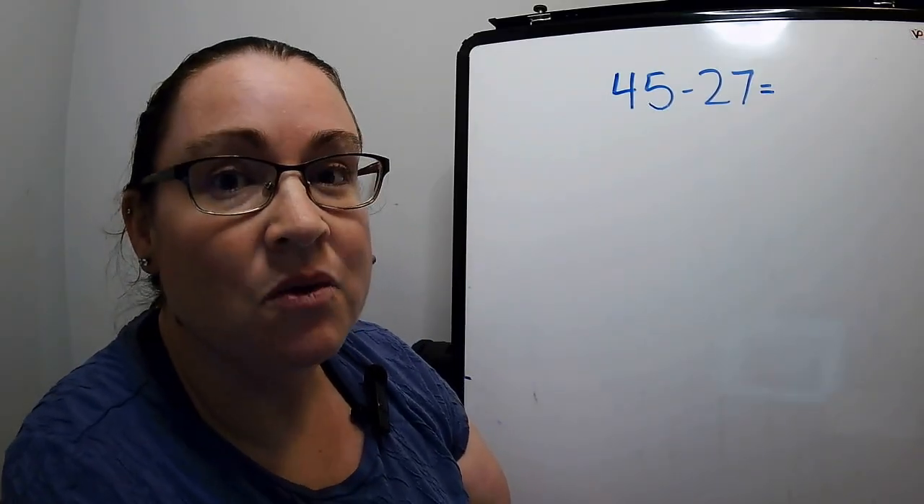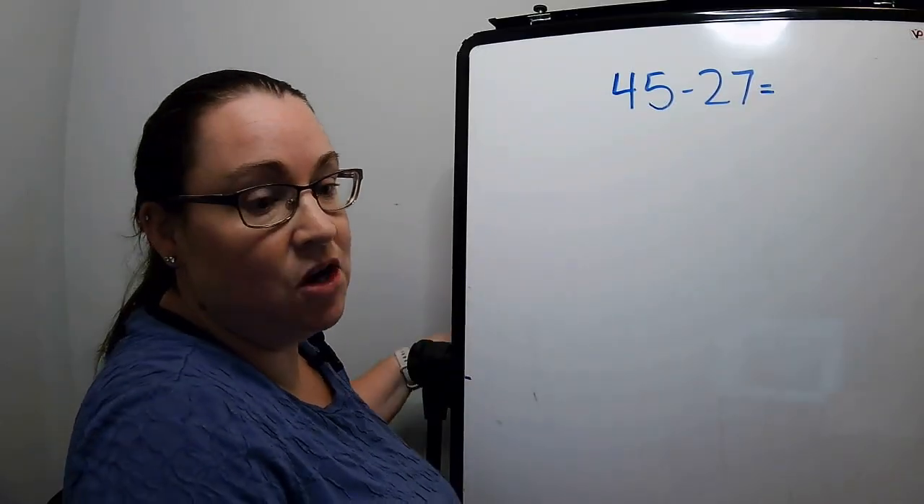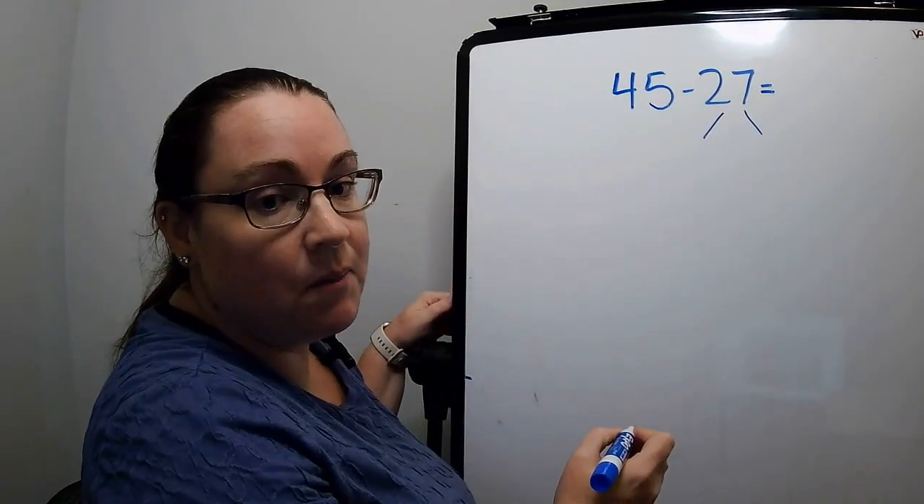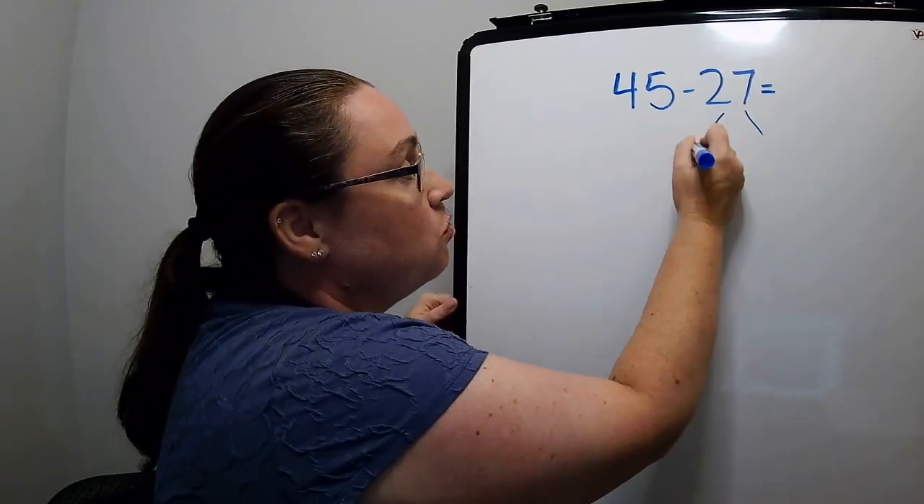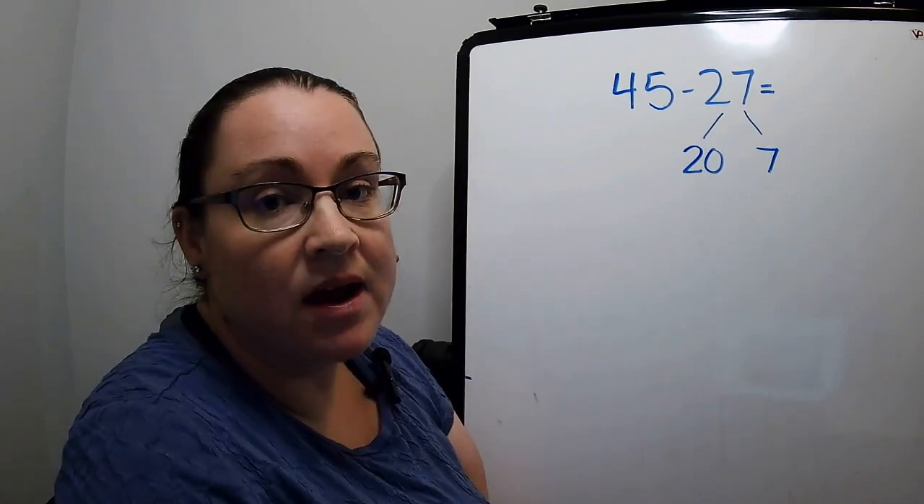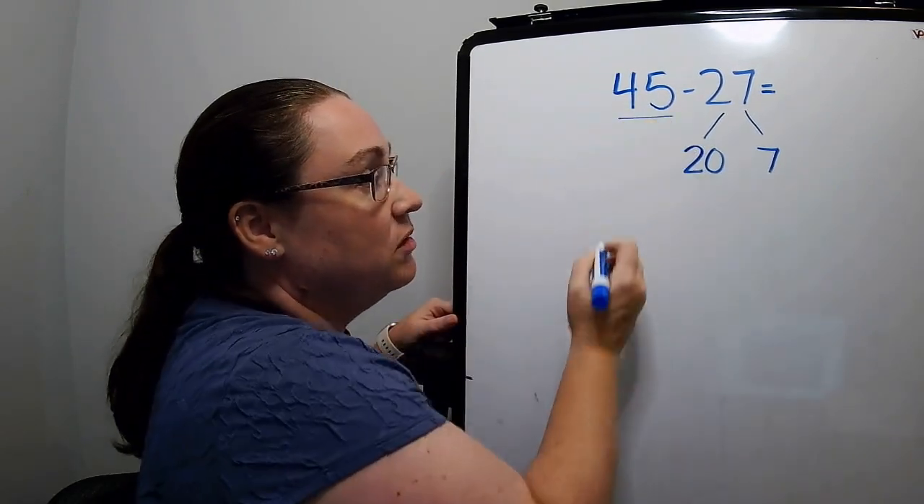So let's get started with 45 minus 27. Like I said earlier, I'm only going to break apart the second number. So I'm going to break apart 27 into 20 and then 7. Now I'm ready to subtract the different parts. I'm going to start with the 45.